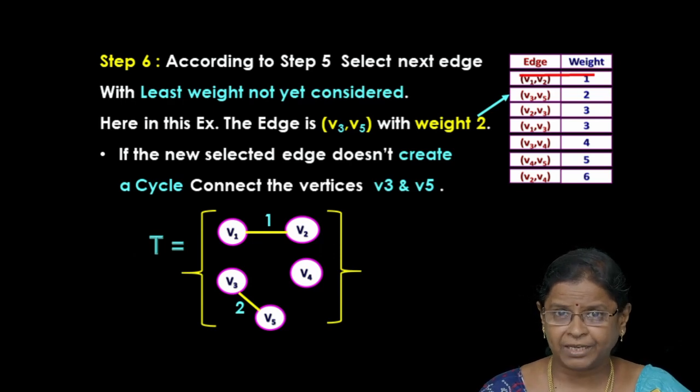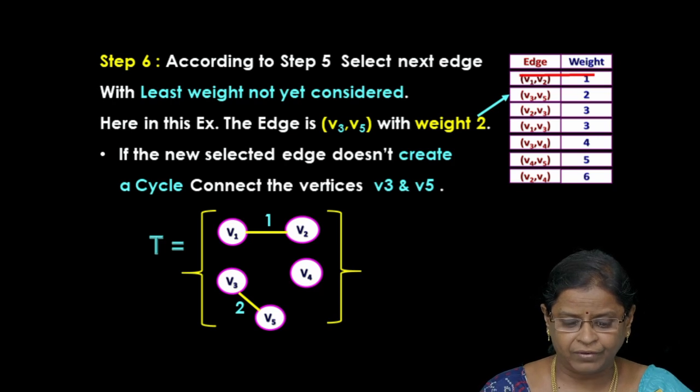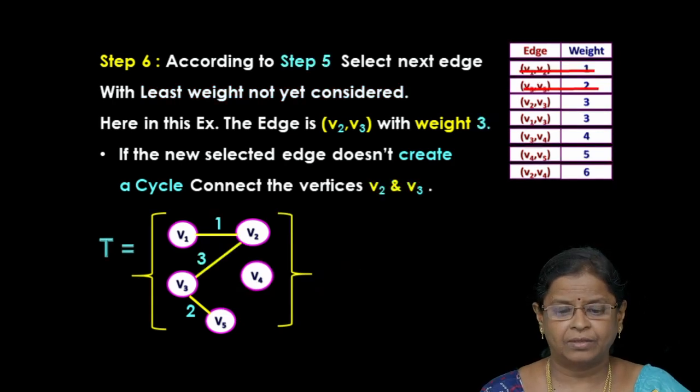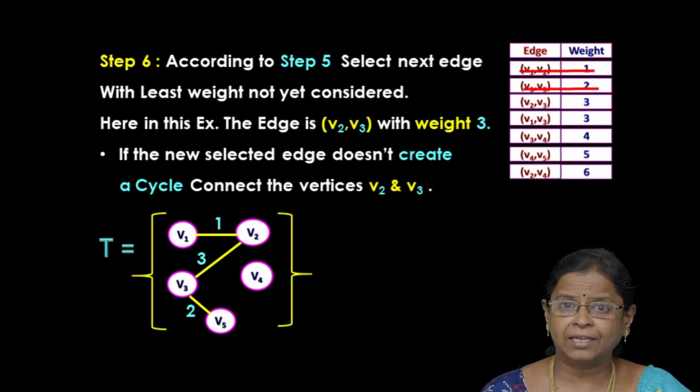Next, according to the previous step, select the next edge which is not yet considered. Here in this example, the next edge is V3 to V5 with weight 2, and it is also from two different disjoint subsets. Therefore, we merge the two different disjoint subsets and then add the edge to T. Next, select the next edge with least weight which is not yet considered, and it is V2 to V3 with the weight 3. And it is also from two different disjoint subsets. Therefore, we add this edge to T and then merge the two different disjoint sets into a single set.